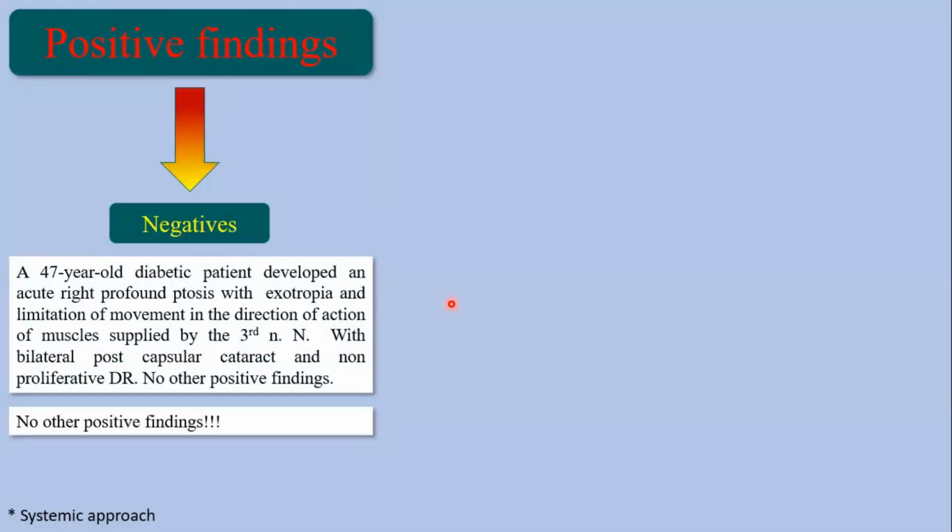We usually in medicine, when we convey the findings, say the positive findings, then the negative findings. They taught us to mention the positive findings and the negative findings. So let's read this example. A 47-year-old diabetic patient developed an acute right side profound ptosis and exotropia with limitation of movement in the direction of action of muscles supplied by the third nerve. And also this patient has bilateral posterior subcapsular cataract with non-proliferative diabetic retinopathy and no other findings.